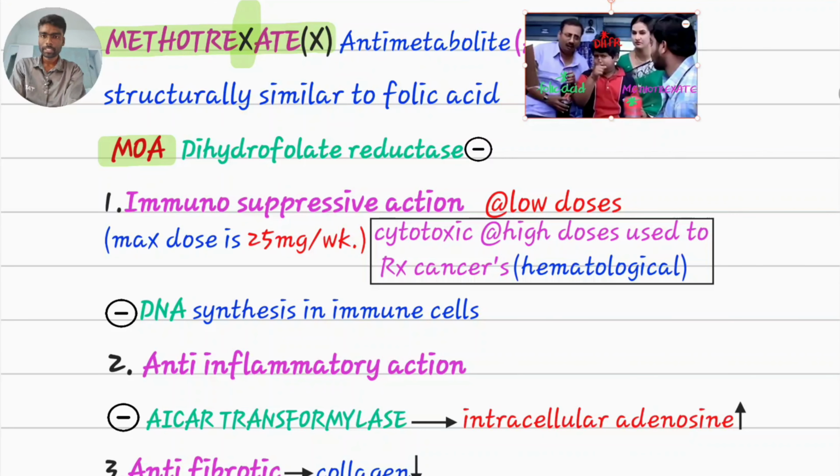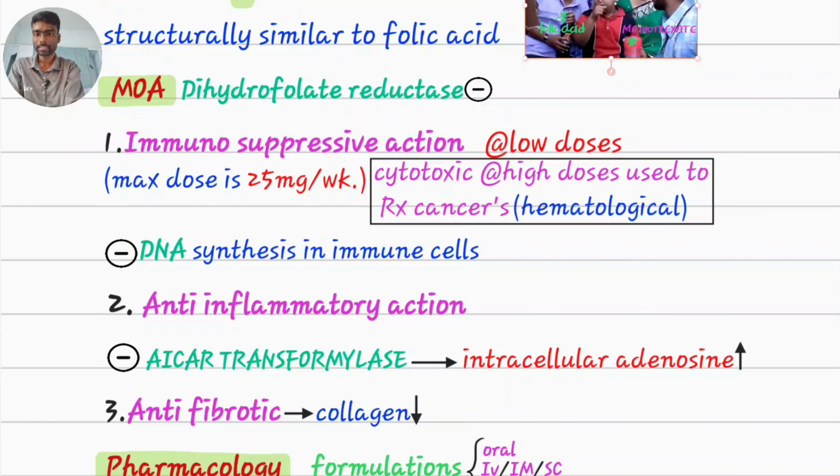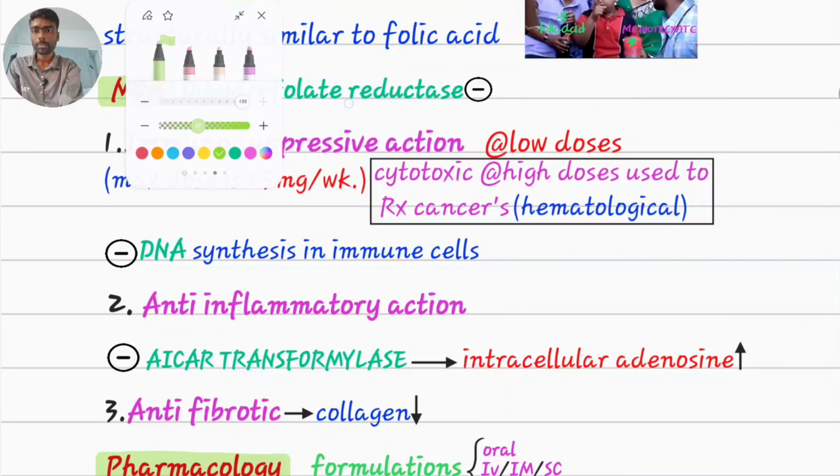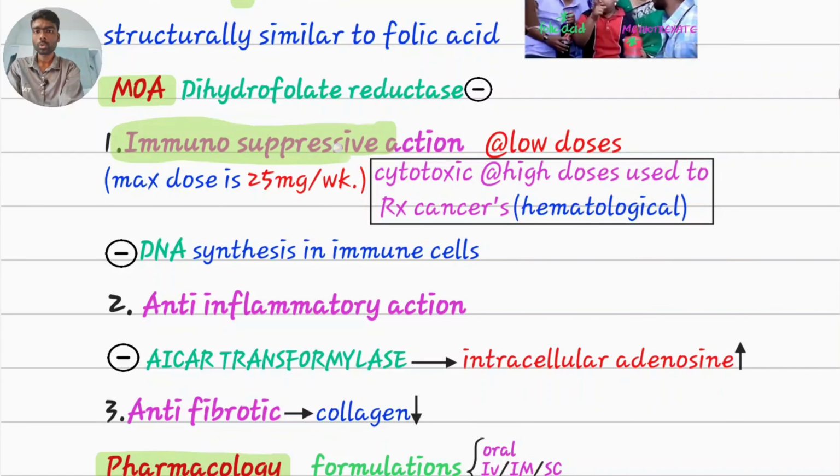By inhibiting this dihydrofolate reductase enzyme, folic acid won't get converted to tetrahydrofolate and further DNA synthesis will be inhibited in immune cells, which leads to immunosuppressive action at low dosages, that is less than 25 mg per week. At higher dosages, it will act as a cytotoxic useful in hematological cancers.